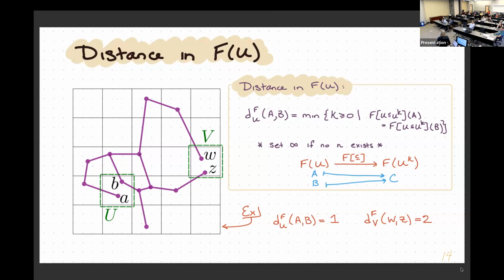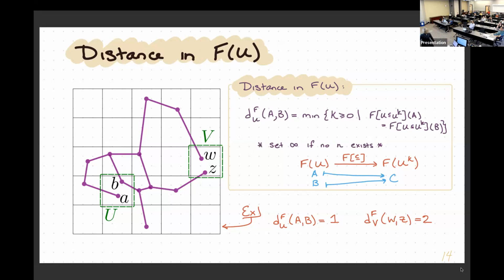And so what I'm going to do is define a distance by looking at the following thing. I've got two objects in my f of u. They represent connected components. How far out do I need to thicken my particular open set before those two things are in the same connected component? Okay, that is what that thing says in notation. So if I take the thing representing A and the thing representing B, and I push it forward by K, how far do I have to go forward by K before they are the same image under these maps?